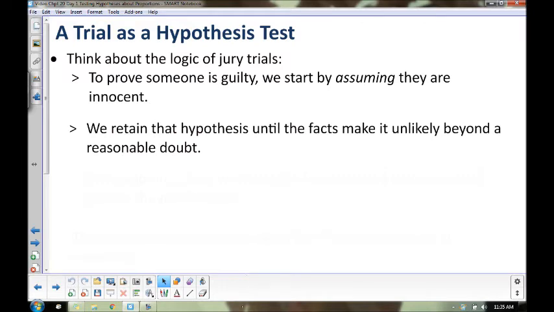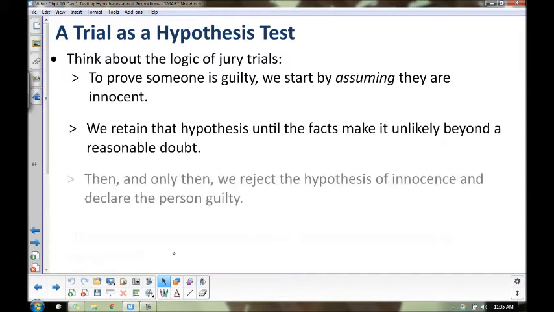Now what that says is that we retain the null hypothesis, we keep it until the facts that are presented show us beyond a reasonable doubt that the original hypothesis is not true. And it's that idea of a reasonable doubt that centers around this hypothesis test.